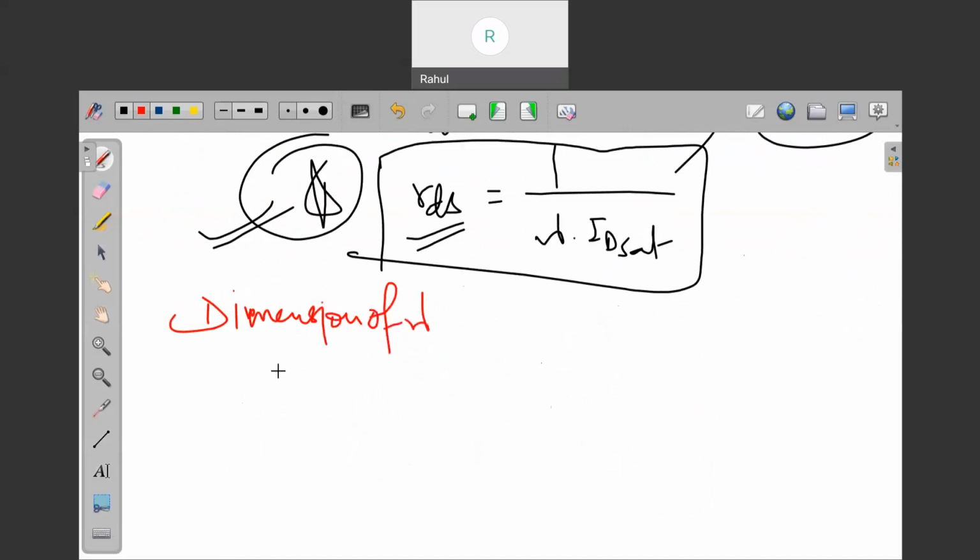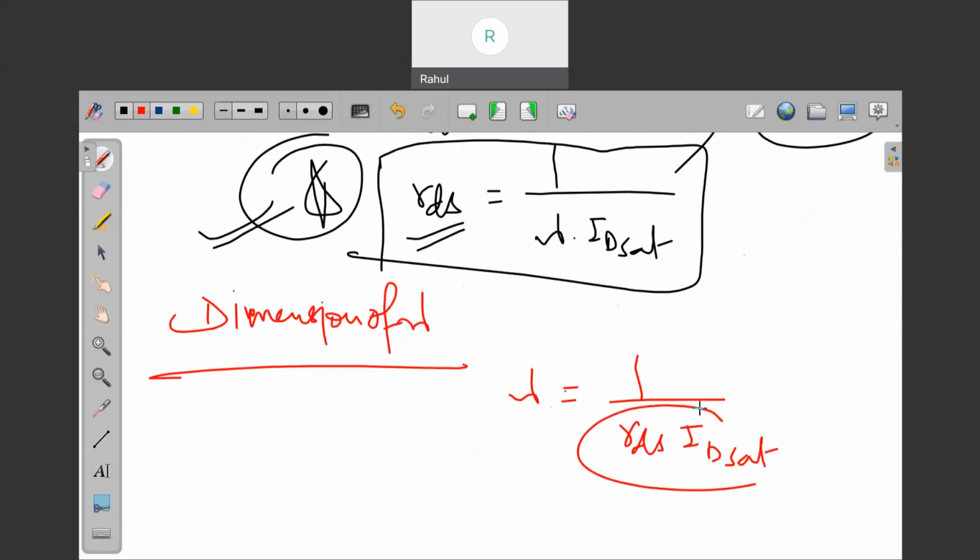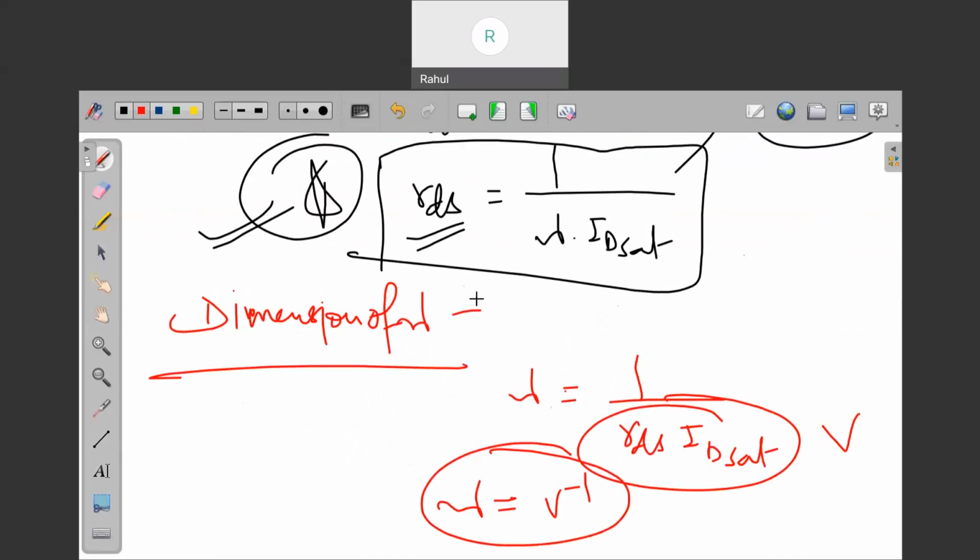Lambda is a channel length parameter, right? So λ equal to 1 upon RDS into ID sat, that is the voltage. So λ is having voltage inverse unit, right? So whenever this is given, V equals IR. So please take care of this.